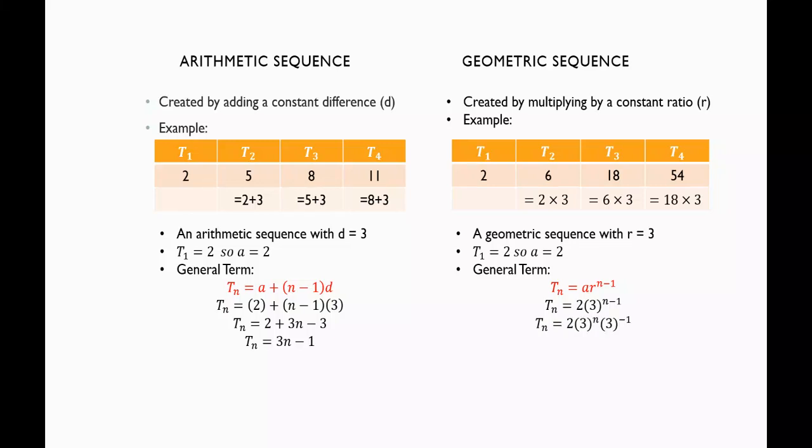Okay, and now what we can do is use our knowledge of exponents to simplify this a little bit. So we've got 2 * 3^n * 3^(-1). And we can write this as Tn = 2/3 * 3^n.